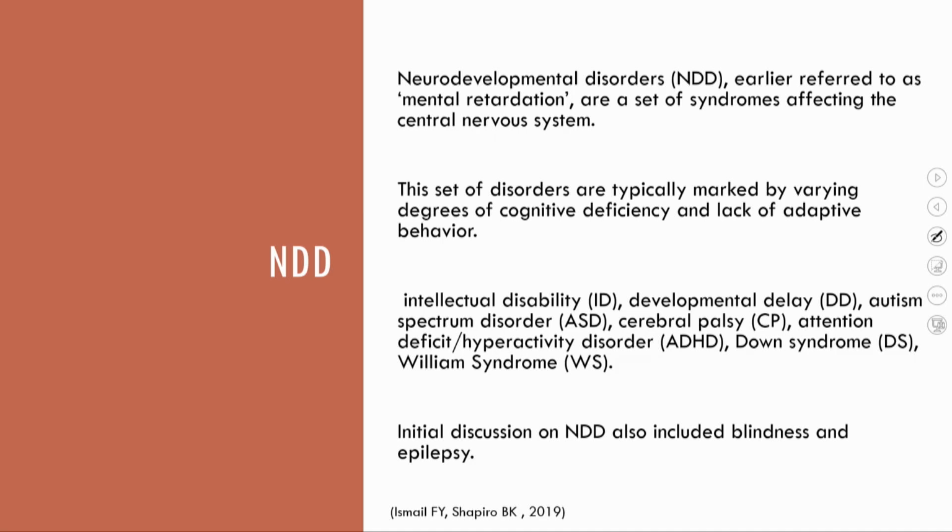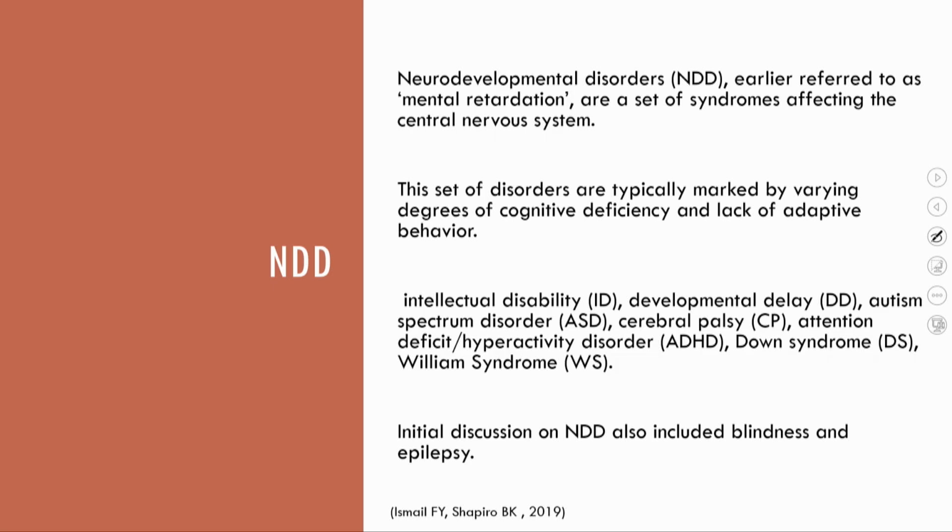Let us look at some definitional issues and what we mean by neurodevelopmental disorders. Neurodevelopmental disorder used to be called mental retardation earlier, before it was defined as neurodevelopmental disorder. This disorder basically is a set of syndromes affecting the central nervous system, that is why neurodevelopmental. So, when various aspects within the central nervous system are affected, as a result of which there are various degrees of cognitive deficiency or cognitive delay and a lack of adaptive behavior, that is when we term it as a neurodevelopmental disorder. So, because of certain kinds of issues with the central nervous system, which is reflected through cognitive disorders and a lack of adaptability and so on, that is what we call as NDD in short.